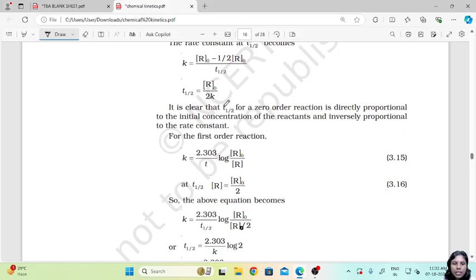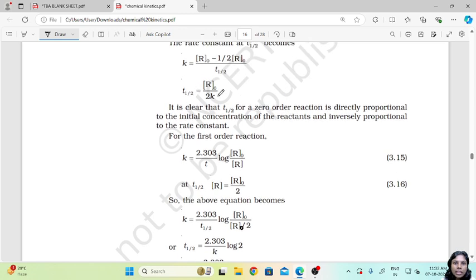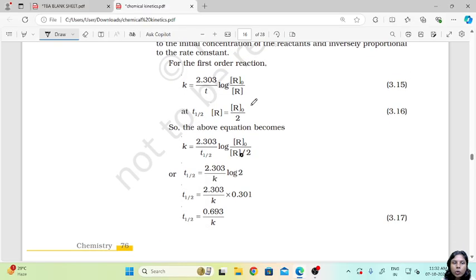Now from this equation, it is clear that T half for a zero order reaction is directly proportional to the initial concentration, that is R0, of the reactants, and it is inversely proportional to the rate constant, because here we have K, the rate constant, in the denominator. So if T half is increasing, this will reduce. Therefore they have an inverse relation between both of them.